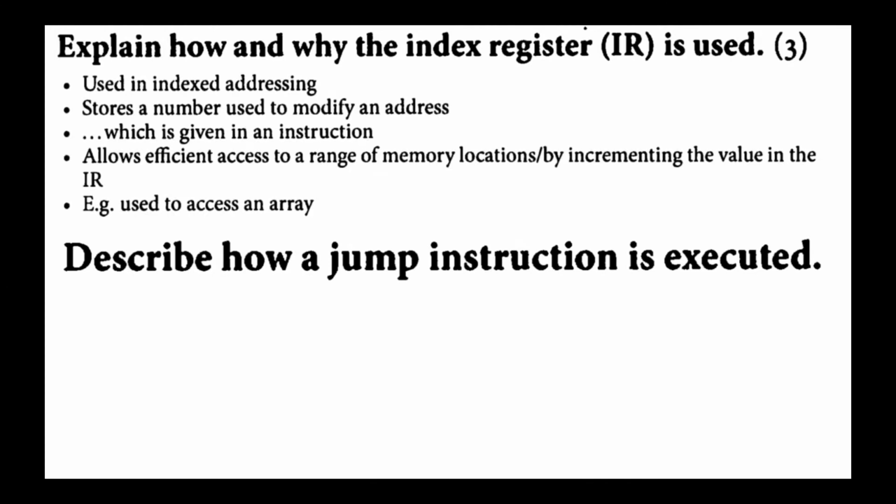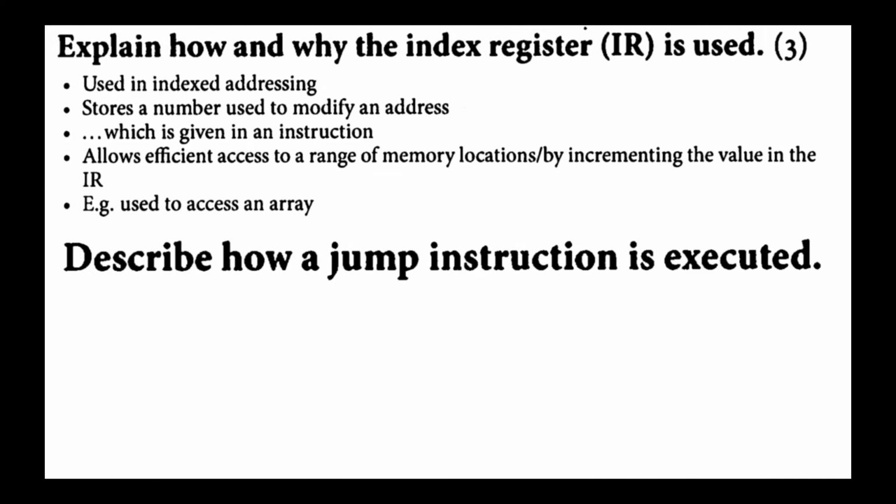So you've got to say, used in index addressing, stores a number used to modify an address, which is given in an instruction, allows efficient access to a range of memory locations, or by incrementing the value in the IR, the index register. Used to access an array. So I would try and remember to do this: it is used in index addressing. It stores a number used to modify an address, which is given in an instruction. It allows efficient access to a range of memory locations. So those are the points that I'll try and remember.